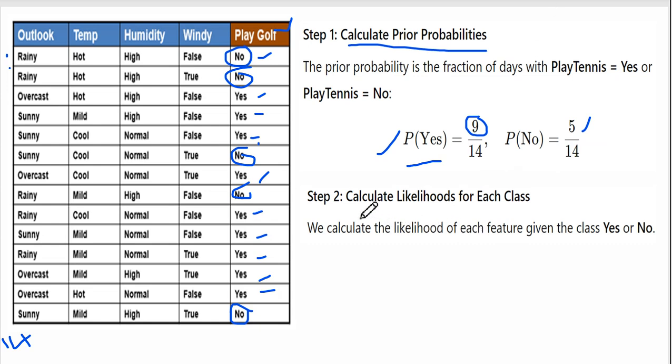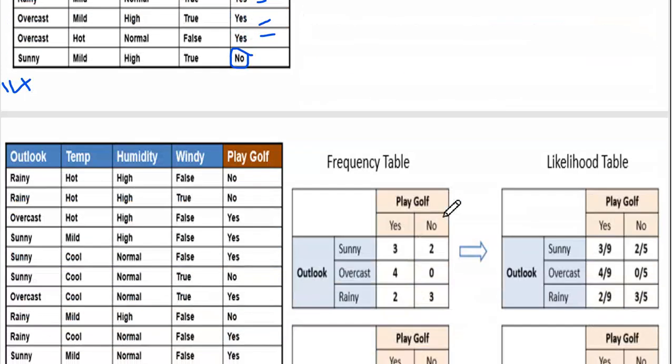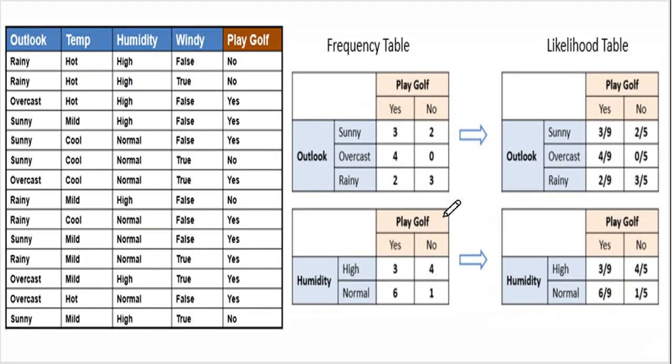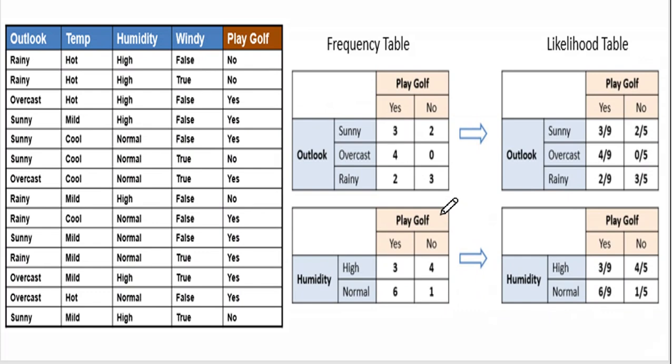The second step is calculating the likelihoods for each class. Remember, the yes class has 9 records and the no class has 5 records. Keep these values in mind. Using these, next we have to calculate the likelihood probabilities. To calculate likelihood probabilities, we first have to find the frequency table. Let's see how we find the frequency table.